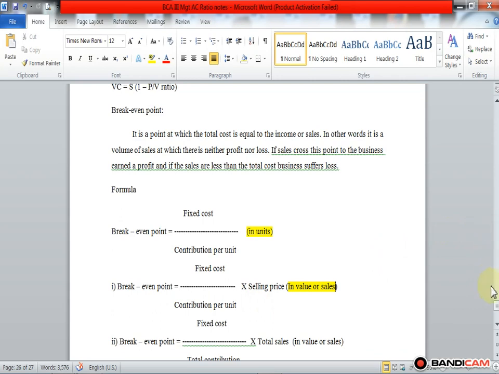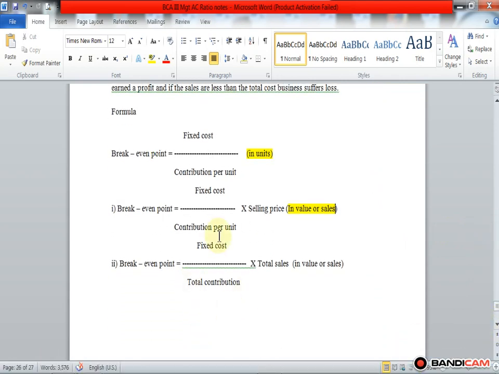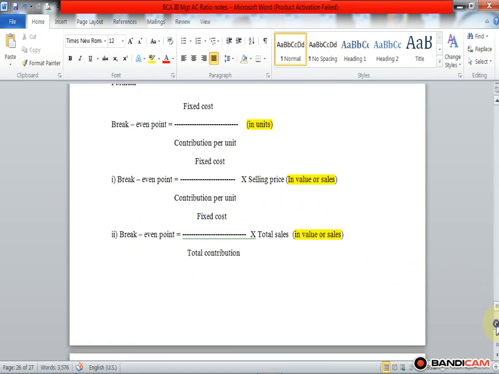The second formula is break-even point is equal to fixed cost divided by total contribution, multiplied by total sales. We get the break-even point in value or sales. Okay, these are the formulas to compute the break-even point of the organization.